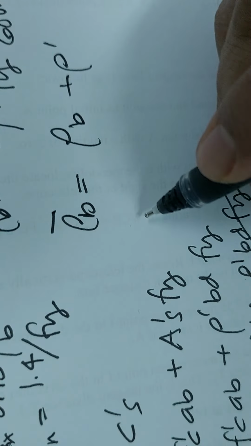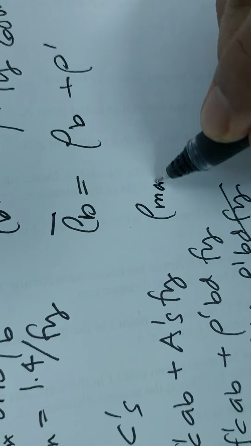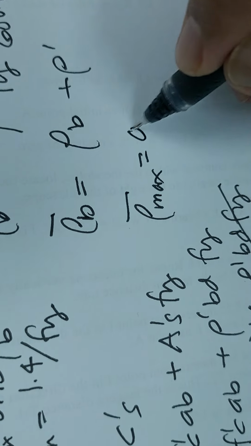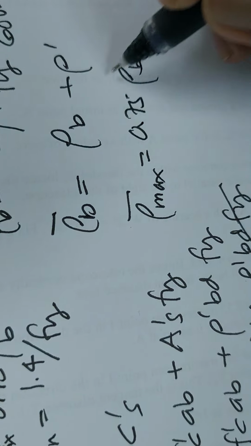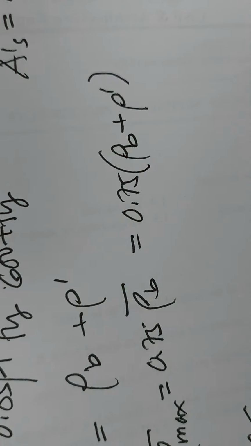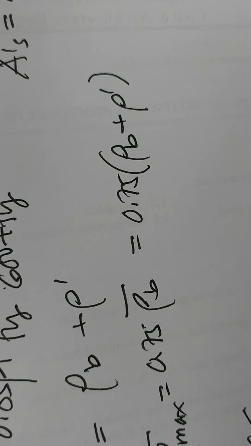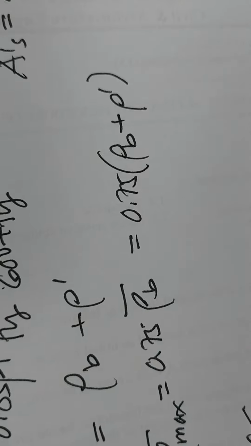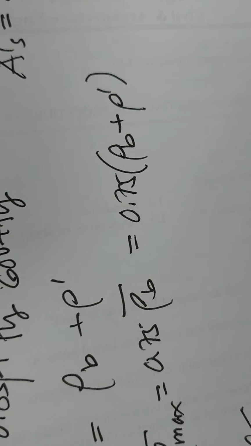Therefore, now the maximum steel ratio is equal to 75% of the balanced steel ratio, which is equal to 75% of rho balanced plus rho prime. Therefore, this is now the derivation of the balanced steel ratio of a doubly reinforced beam.